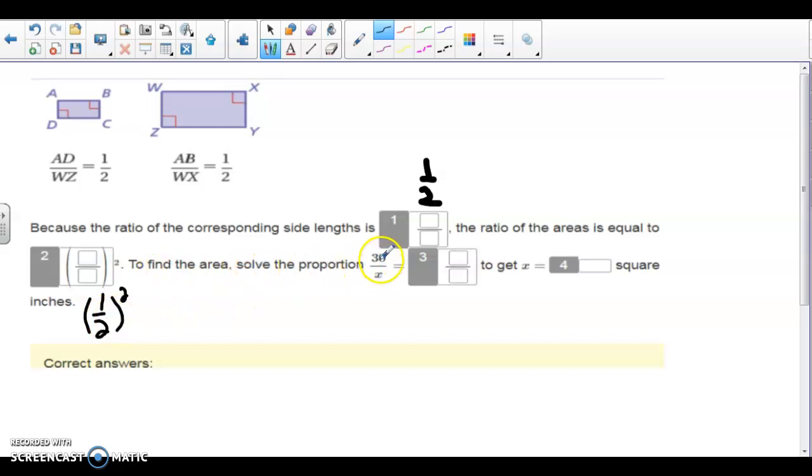Solve the proportion 30 over x equals 1/4. And then you would get x to equal, well, that would be 120 equals x, so x equals 120 square inches. Alright, so that's how you solve number 3.